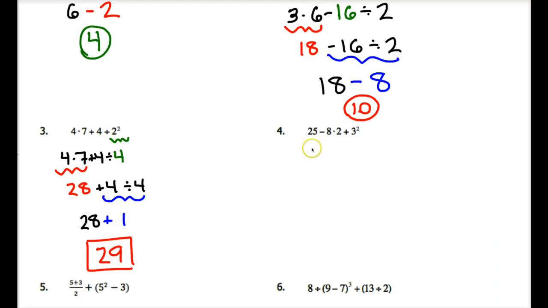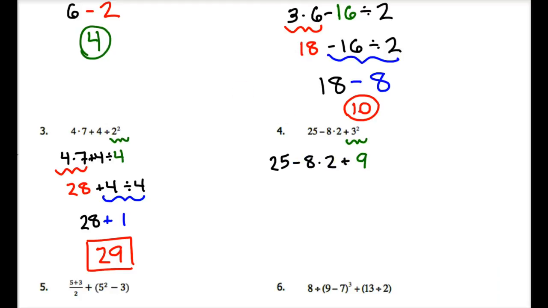Okay, let's go ahead and try number 4 now. So number 4 here, we have 25 minus 8 times 2 plus 3 squared. Again, no grouping symbols in this one, so the first thing I'm going to do is my exponents. I have a 3 squared, which is the same thing as 3 times 3, so that gives me 9. So I have 25 minus 8 times 2 plus 9.